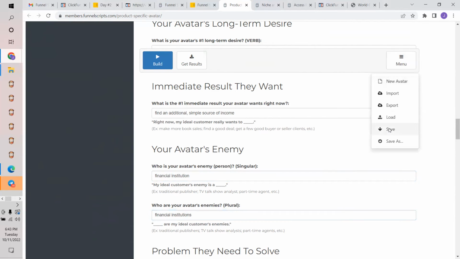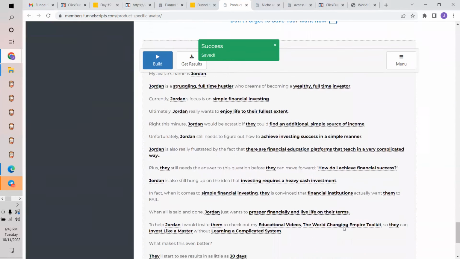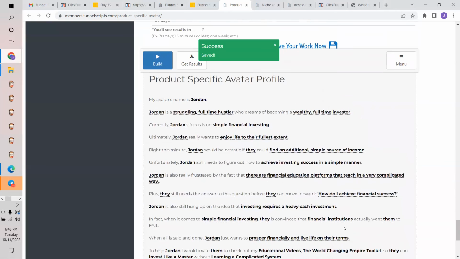Okay. So let's save that. Let's build that. Let's try this again. Okay, for take 3. My avatar's name is Jordan. Jordan is a struggling full-time hustler who dreams of becoming a wealthy full-time investor. Currently, Jordan's focus is on simple financial investing. Ultimately, Jordan really wants to enjoy life to their fullest extent. Right this minute, Jordan would be ecstatic if they could find an additional simple source of income. Unfortunately, Jordan still needs to figure out how to achieve investing success in a simple manner.